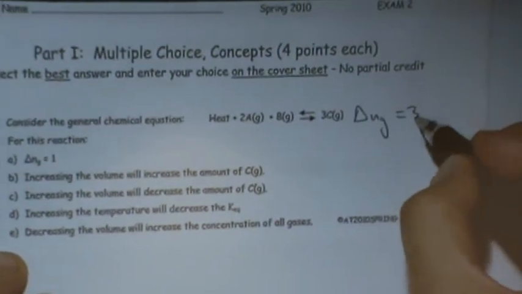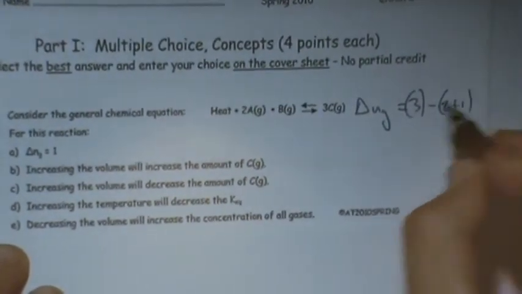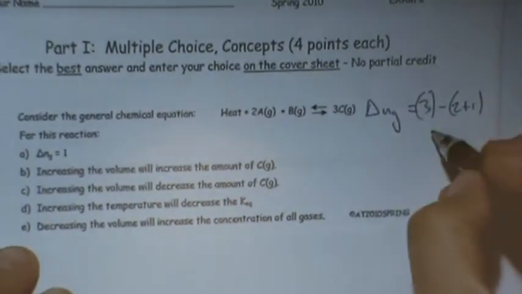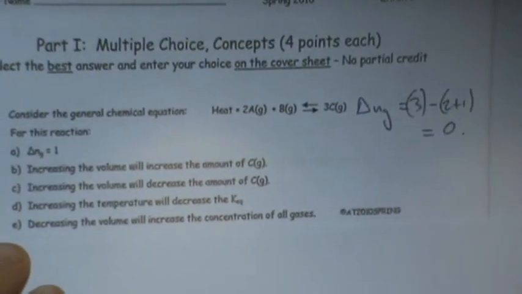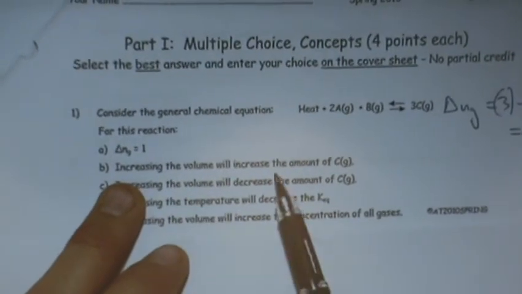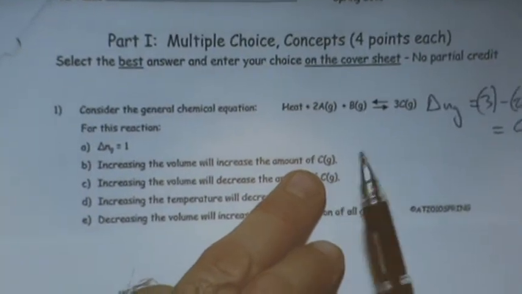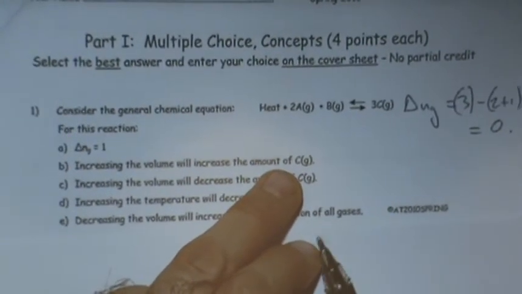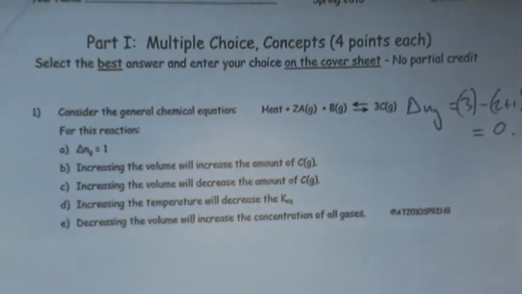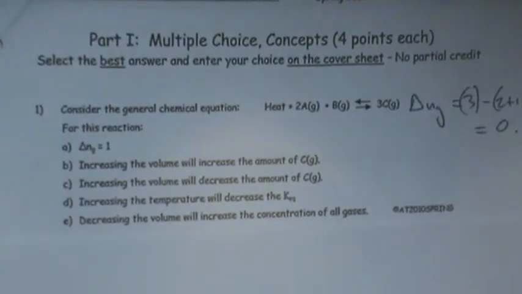That's 3 minus 2 plus 1. They're all gases, so it's going to be 0. So it's not 1. It says increasing the volume will increase the amount of C. Well, let's see. If you increase the volume, which way will it go, right or left? If you increase the volume, the total pressure goes down.